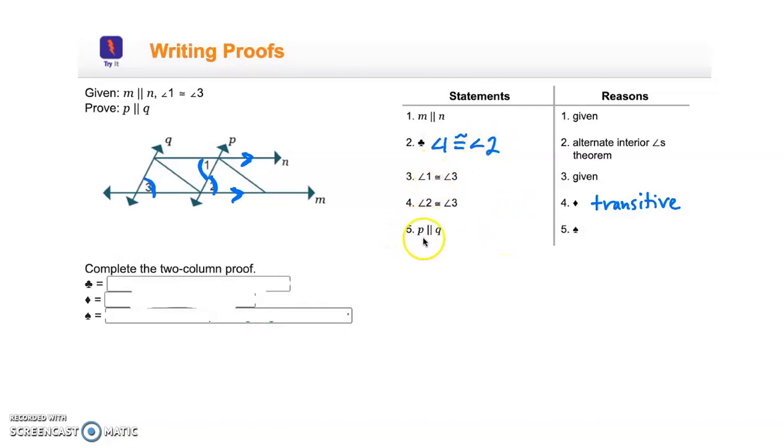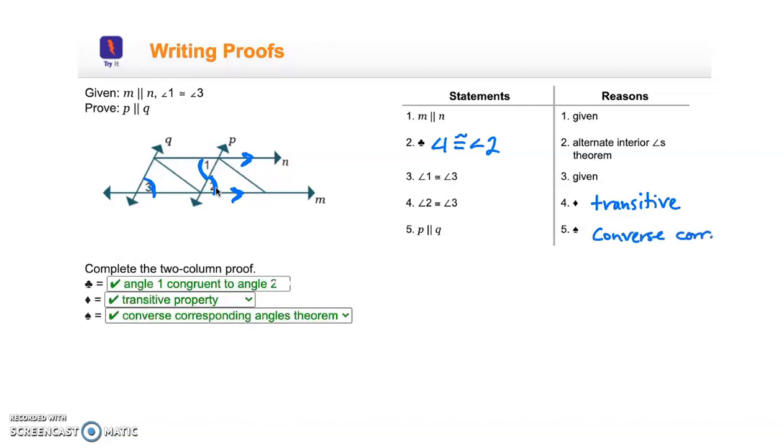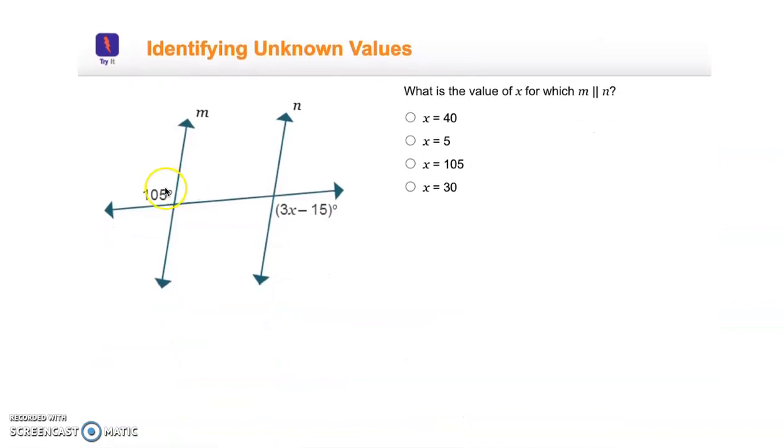And then finally, how can we prove that P is parallel to Q? Well, we have 2 and 3 are congruent. What types of angles are those? Those are corresponding, so it is the converse of the corresponding angles theorem that lets us know that. So angle 1 is congruent to angle 2, the transitive property goes here, and the converse of the corresponding angles theorem, because if we have congruent corresponding angles, then those two lines are parallel.